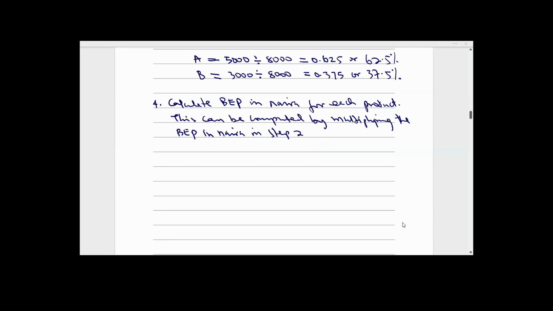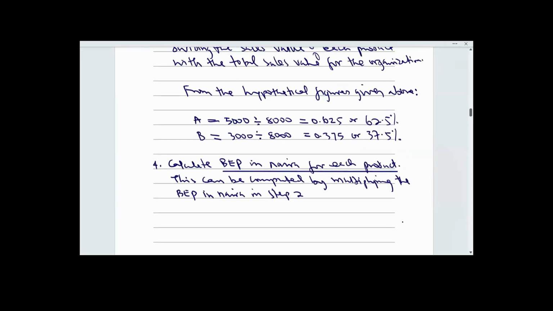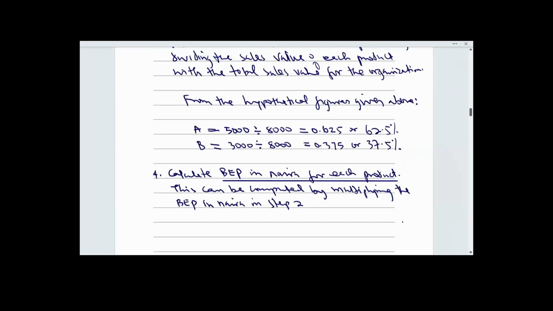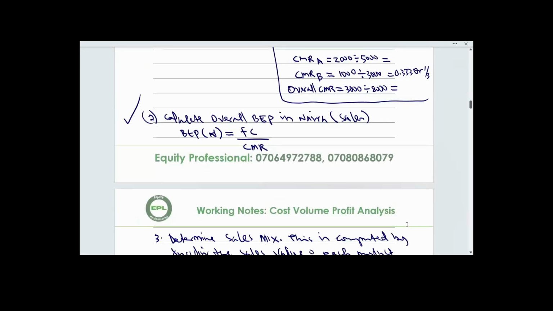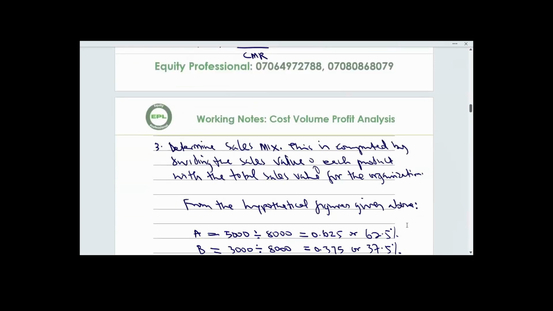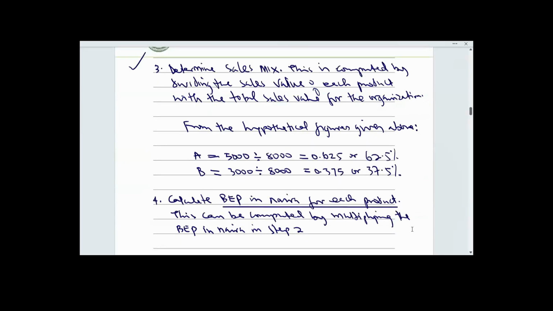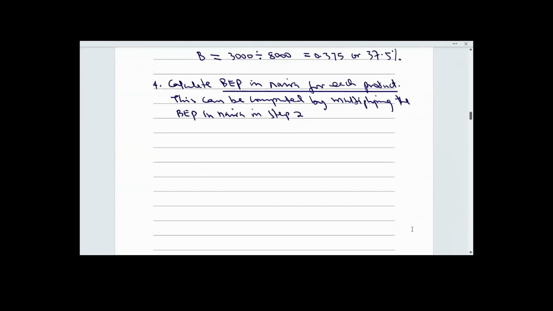So, like I was saying, step 4 is to calculate break-even points in Naira for each product. How do you do this? You have calculated the break-even point in Naira in step 2, so you are going to multiply it with the sales mix you have calculated in step 3. That will give you the break-even points in Naira for each product.